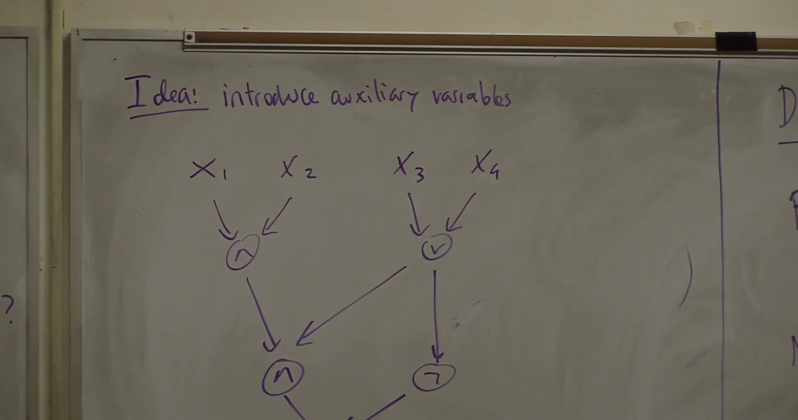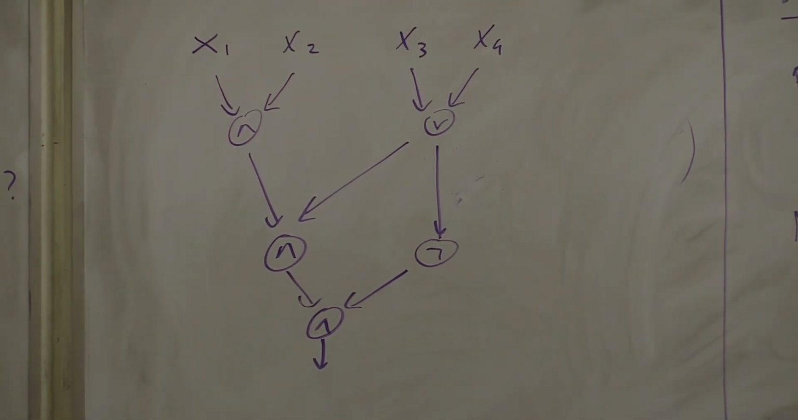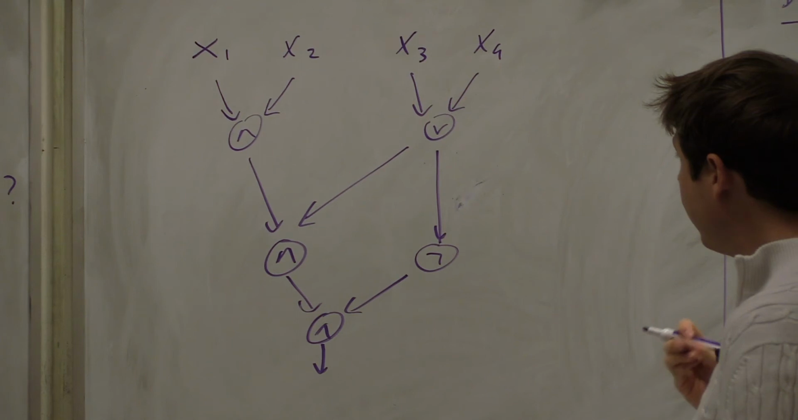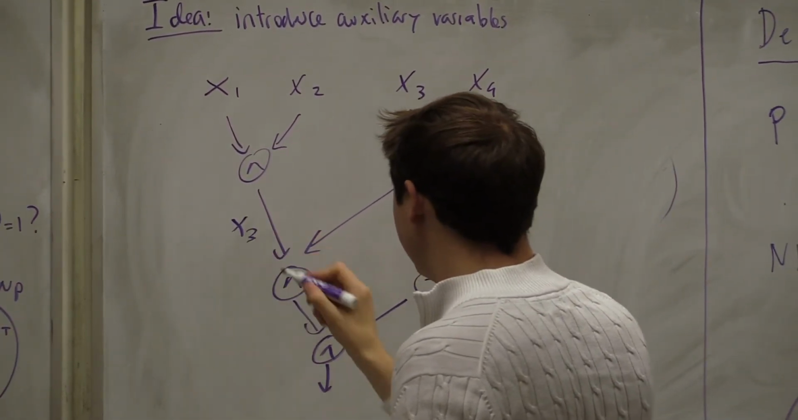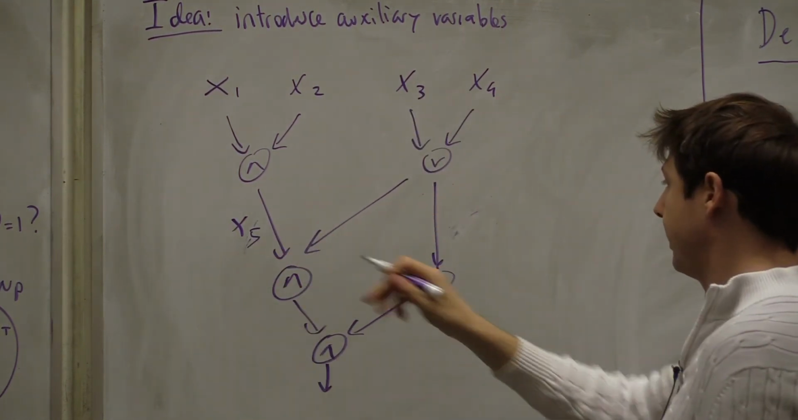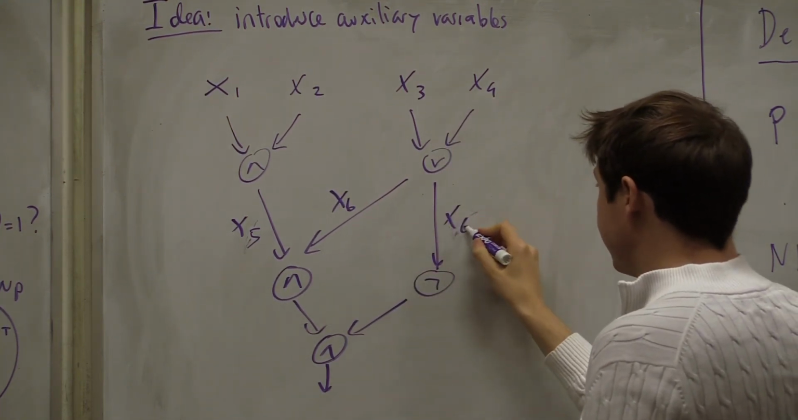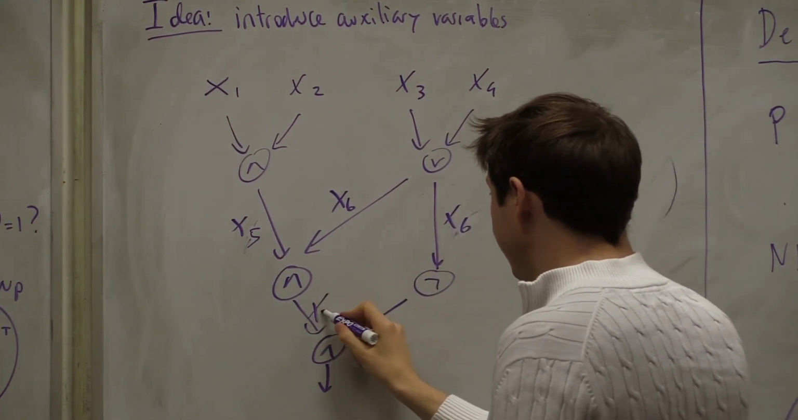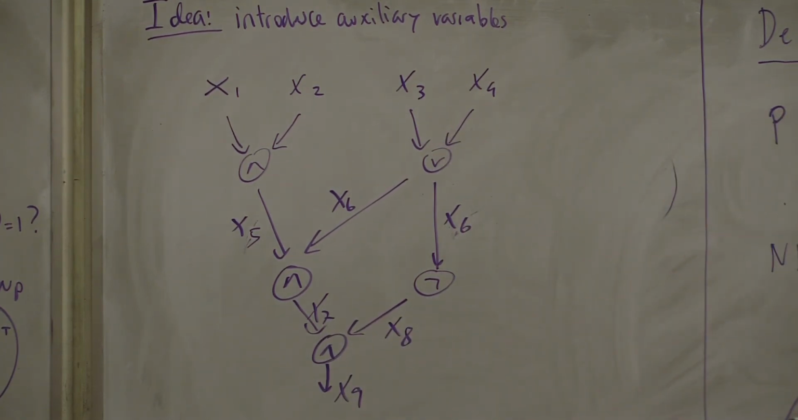So we're going to introduce auxiliary variables that will play a role in the formula. These auxiliary variables are for all the intermediate wires. I'm going to call this wire variable x5. We just finished x4, so I'll start x5. This one is going to be x6. By the way, this is the same wire, so still x6. And here we have x7, x8, and x9. So I introduce one new variable per internal wire of the circuit.